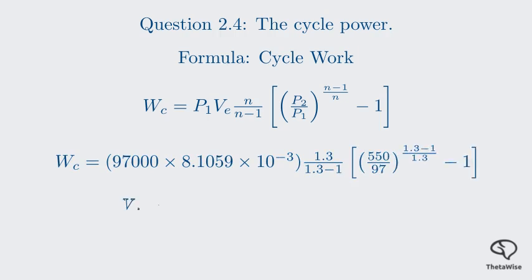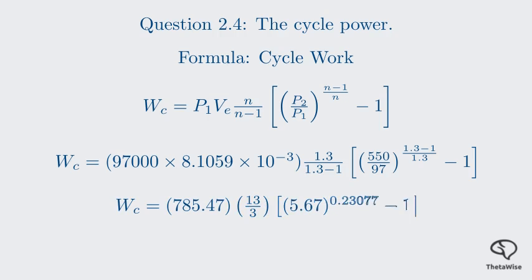The first term is the effective volume times intake pressure. The fraction is 1.3 divided by 0.3, which is 13/3 or about 4.333. Inside the brackets, we have our pressure ratio of 5.67 raised to the power of 0.23077 minus 1. We previously calculated 5.67 to the power of 0.23077 as 1.4925. Subtracting 1 gives us 0.4925.